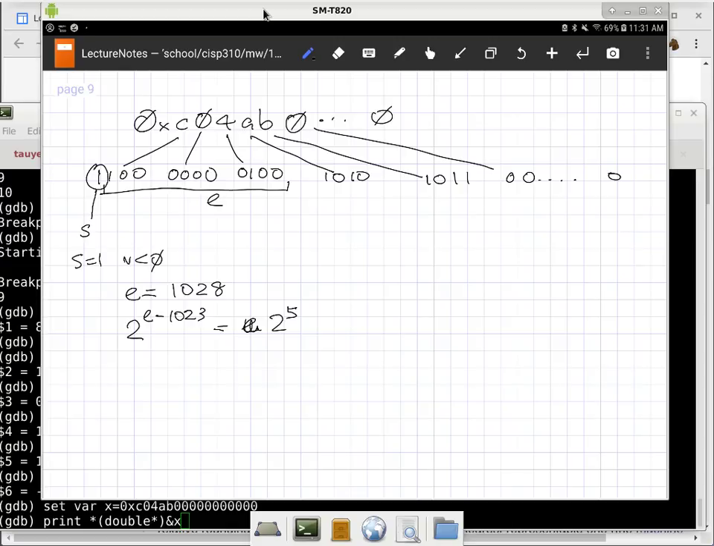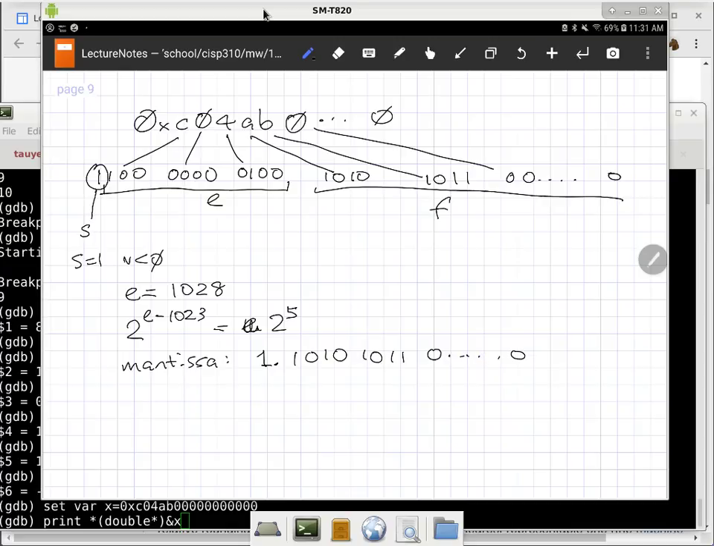So now we have the fractional part. Okay, this is the fractional part of the mantissa. So I know the mantissa is going to be a 1 point, okay? And then I concatenate those bits down here. So we got 1010, 1011, and then the rest are all zeros, which makes it a little bit easy, okay? Is that okay so far?